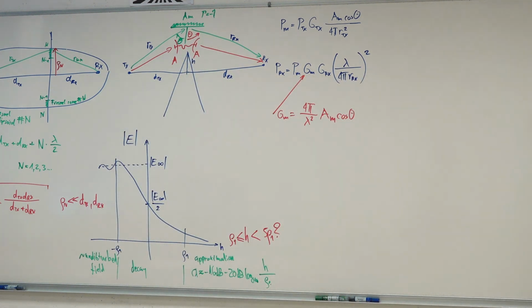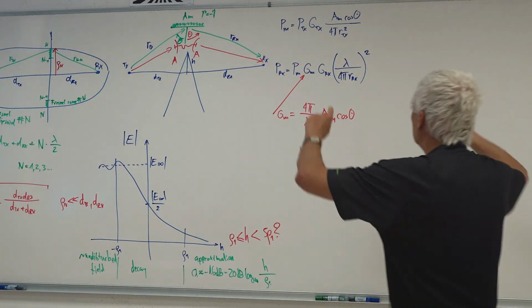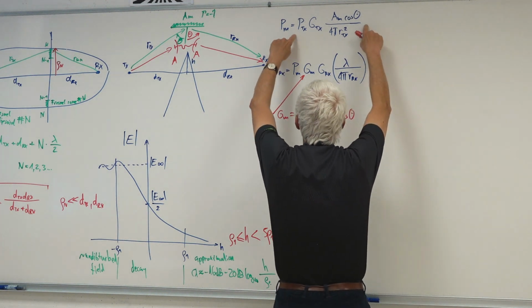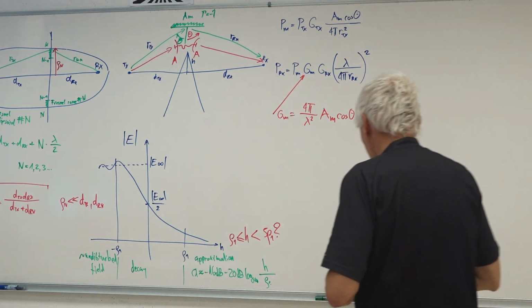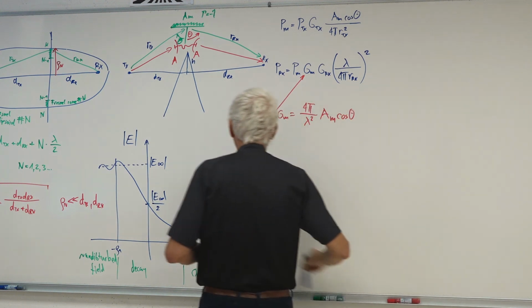Now let's try to put all this together. Put one equation into another, and also this one put in here. So, what is the power we get in the receiver?